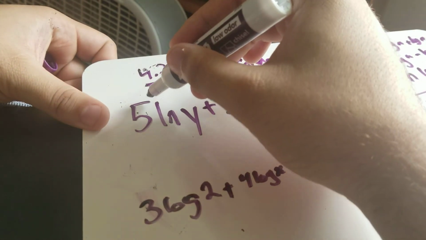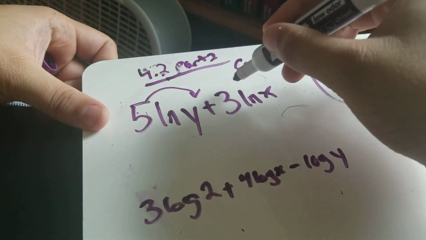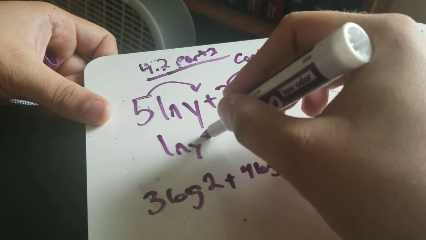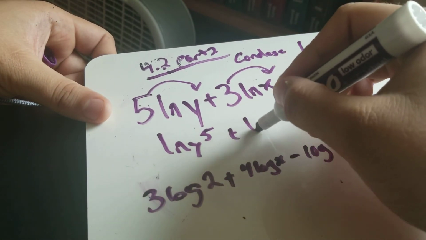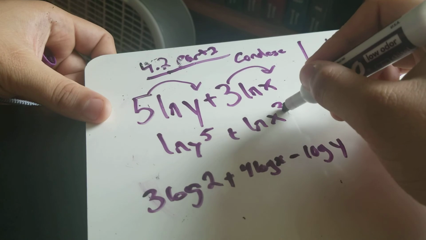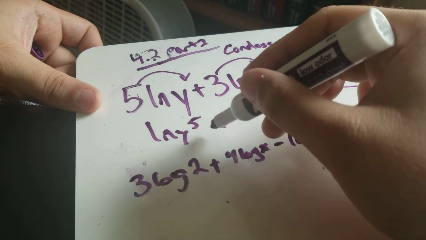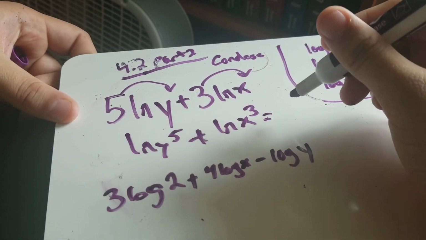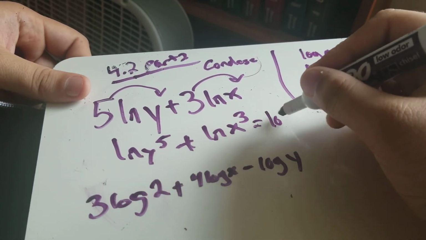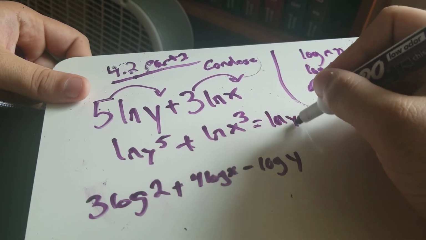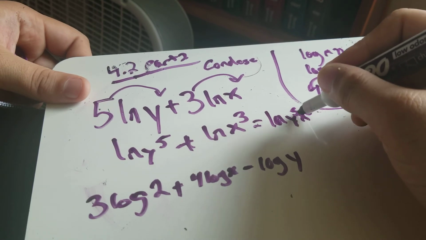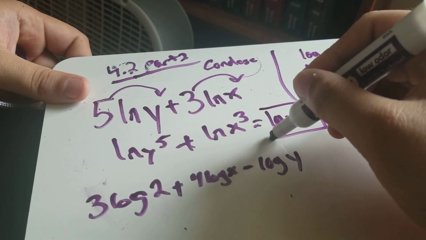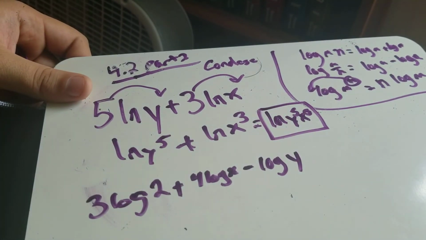So the first thing we're going to do is put the 5 up here, and we're going to put the 3 up here. So now we have ln y to the 5th plus ln x to the 3rd. Because there's a plus sign in between, I can combine them into a multiplication. So it becomes ln y to the 5th x to the 3rd. I don't know what y to the 5th x to the 3rd is, so that's as simple as possible. So I could box it off.